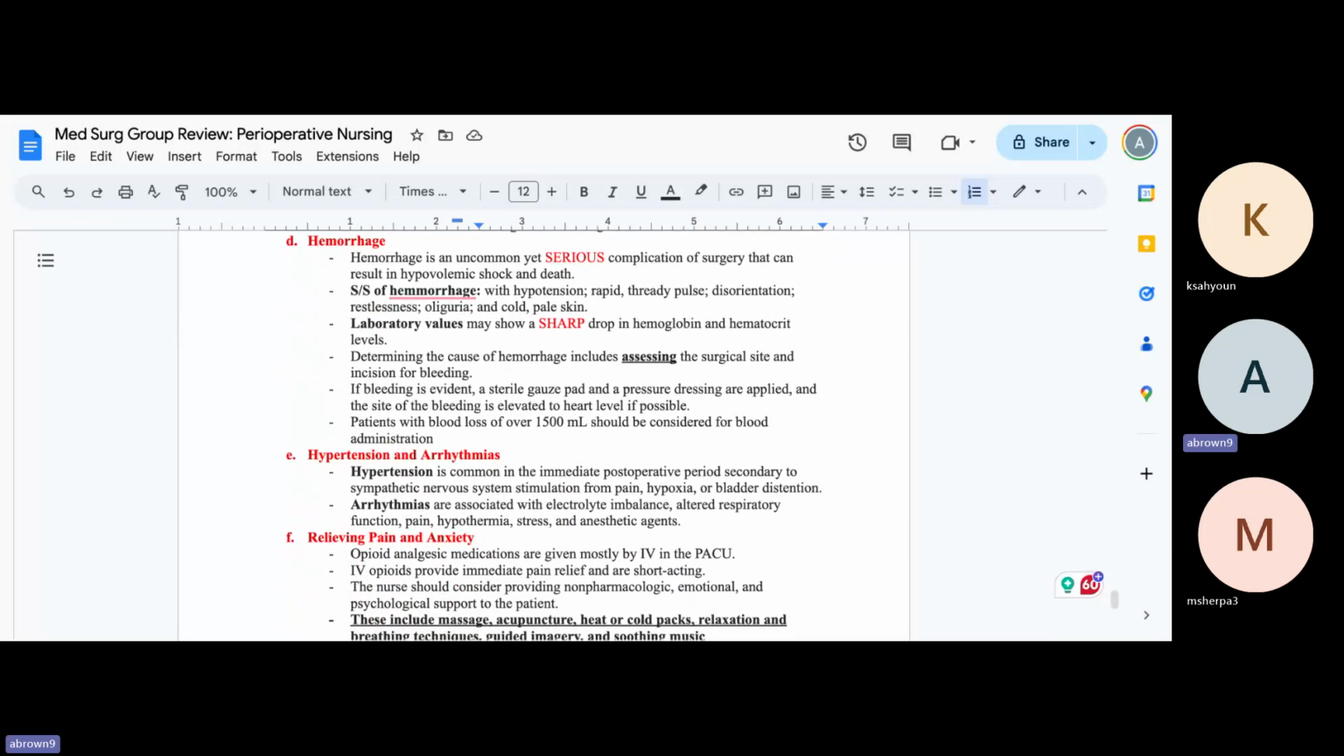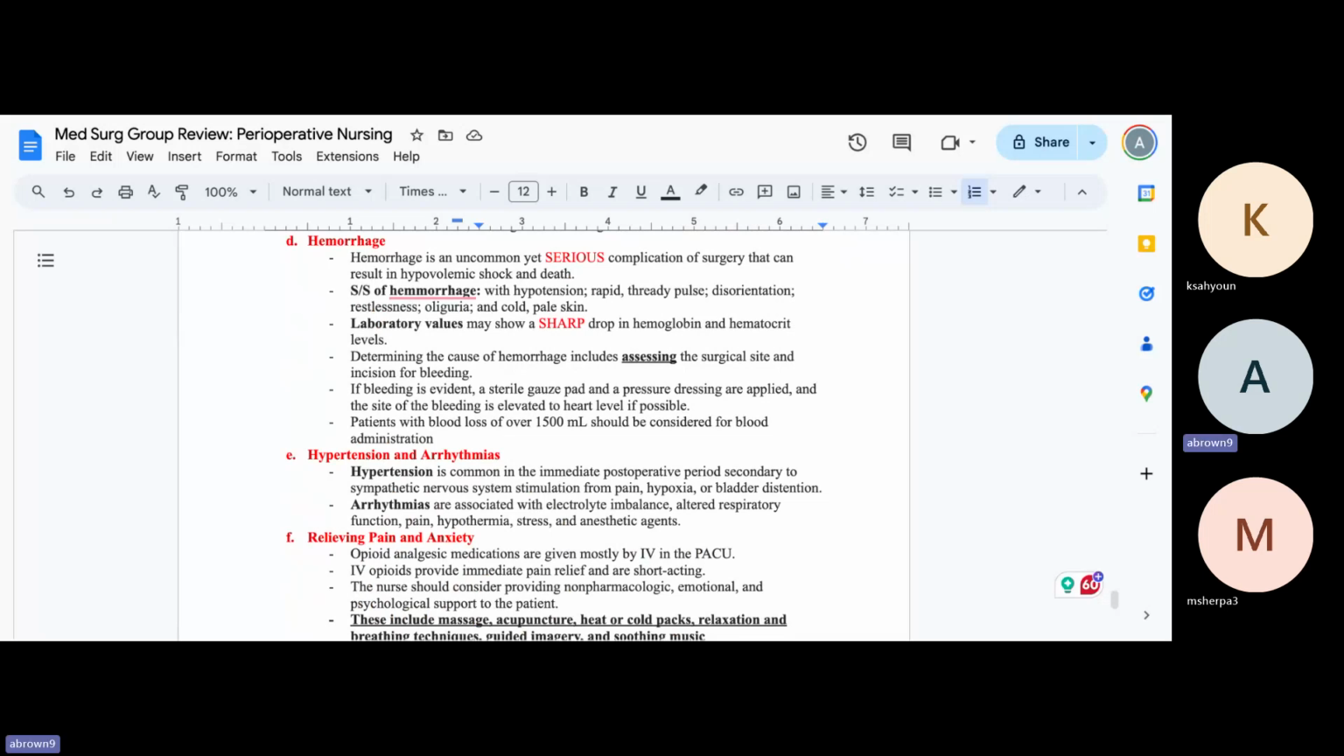A little bit about hemorrhage. That's when the patient is basically bleeding a lot. So hemorrhage is an uncommon yet serious complication of surgery that can result in hypovolemic shock and death. Signs and symptoms of a hemorrhage, so they're bleeding out a lot, include hypotension, a rapid thready pulse, disorientation, restlessness, oliguria, which means a little bit of urine, and cold, pale skin.